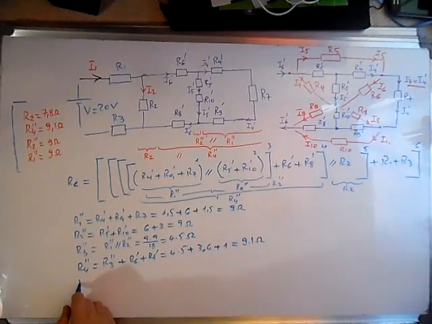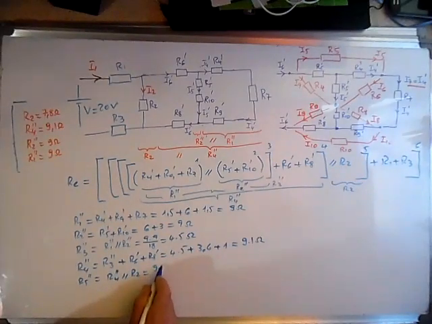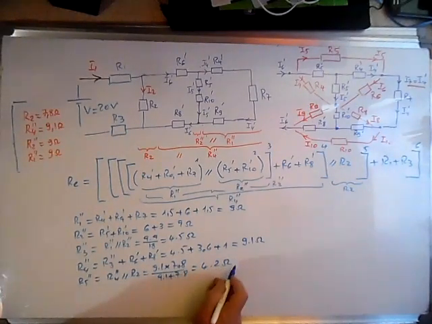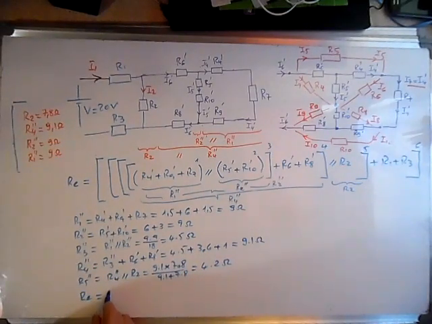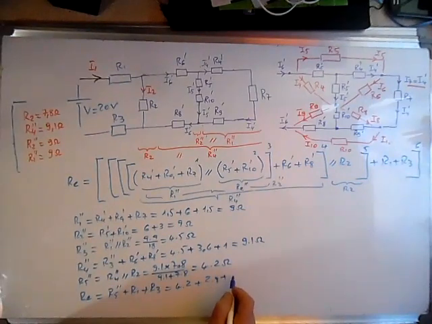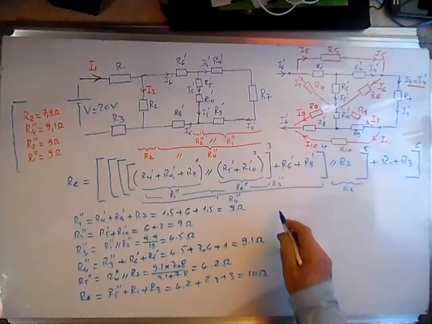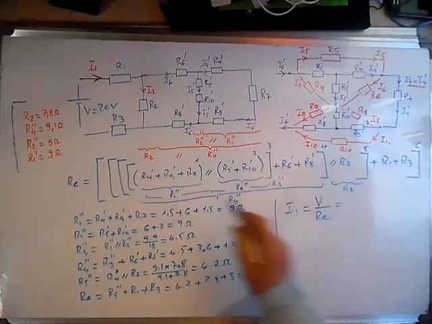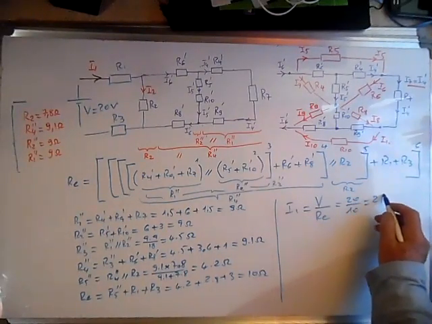Now the R5 2 prime, which is R4 2 prime in parallel with R2, it's 9.1 times 7.8 over the sum of the two, and this will give us 4.2 ohms. And R equivalent is R5 2 prime plus R1 plus R2 R3, equal 4.2 plus 2.8 plus 3, this is 10 ohms. From here we can calculate I1, the current, which is equal to V over R equivalent. The voltage is 20 volts over 10 ohms, this is 2 amps.